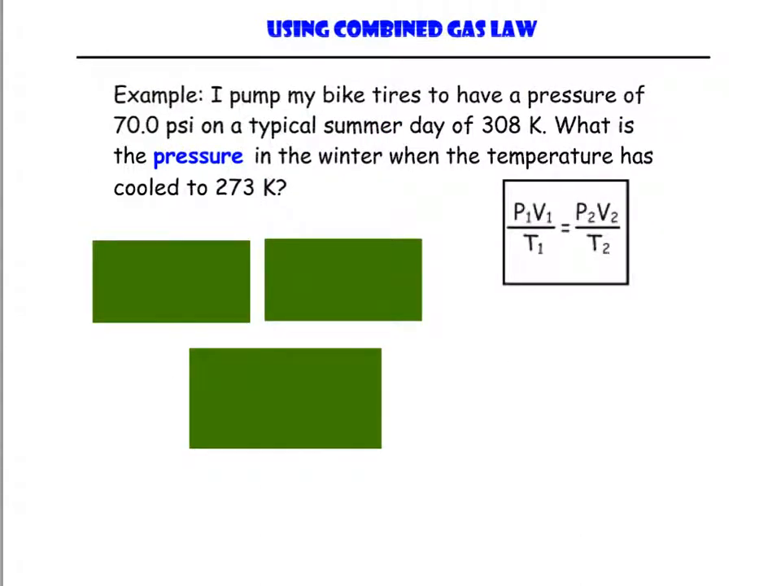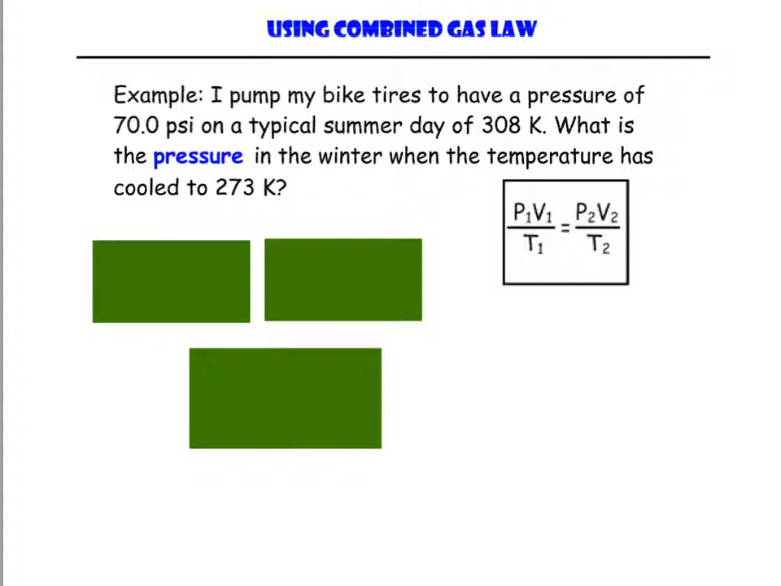Alright, so here's our first example problem. I pump my bike tires to have a pressure of 70 psi on a typical summer day of 308 Kelvin. What is the pressure in the winter when the temperature has cooled to 273 Kelvin? First thing I always want to do is look through and ask, which variable is the same in both cases? So we talk about pressure, we talk about temperature. It doesn't talk about volume at all.